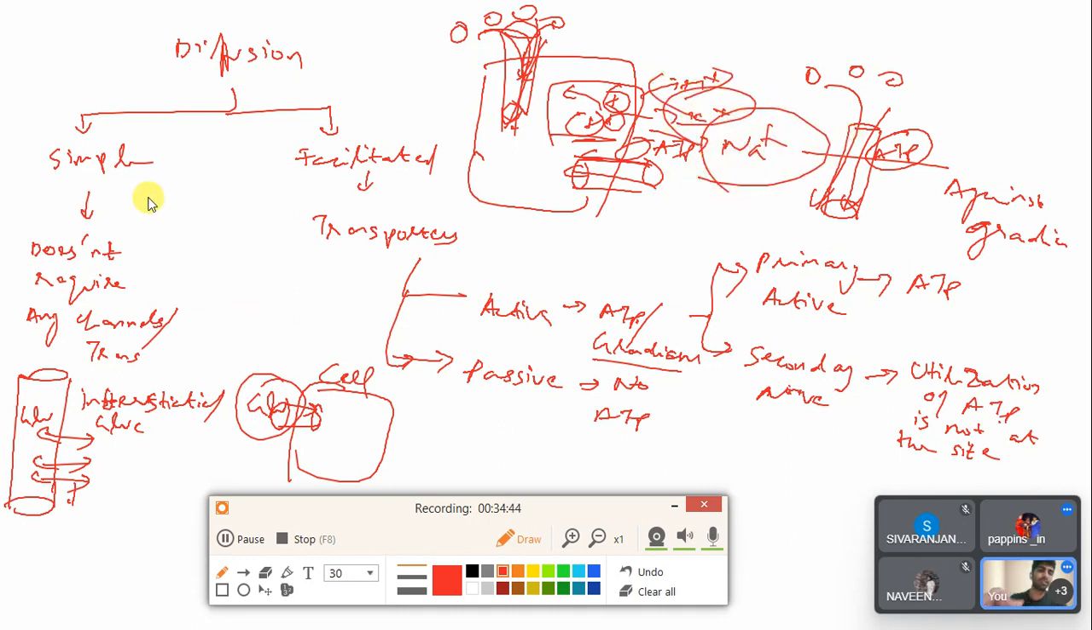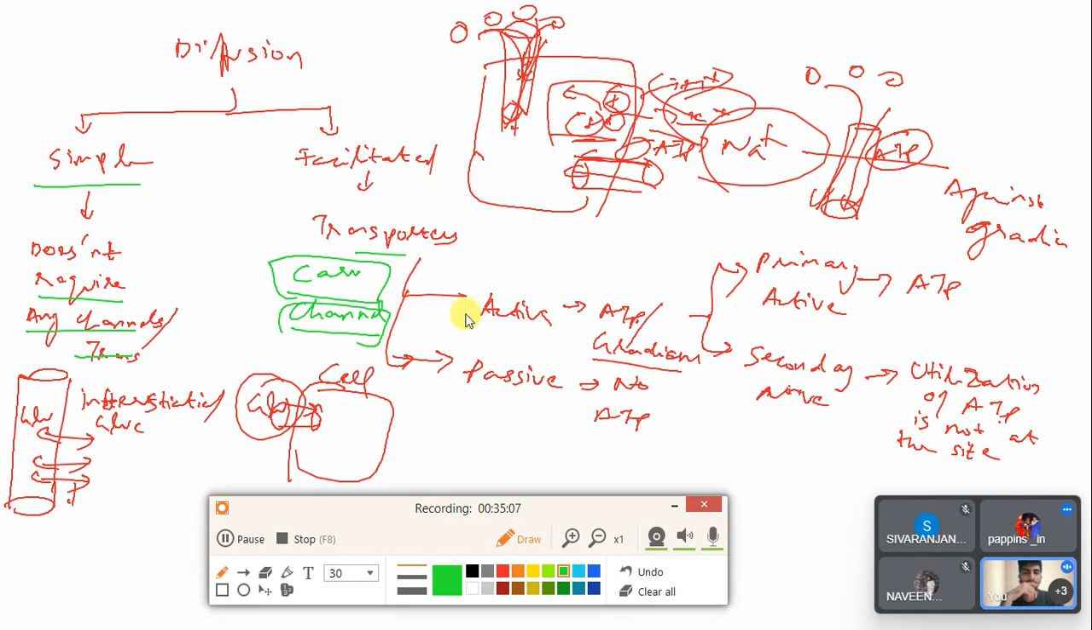So diffusion can be simple or facilitated. Simple is when there is no requirement of a channel and no ATP. Facilitated is when there is a transporter, carrier protein or channel.